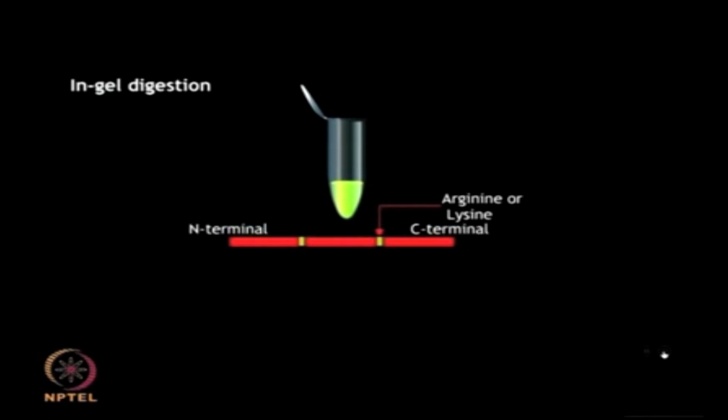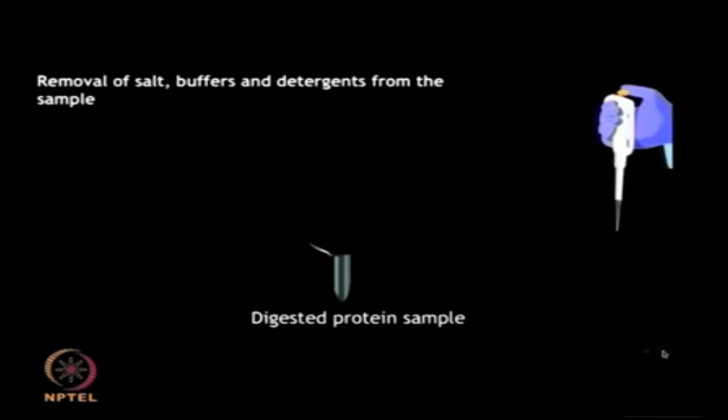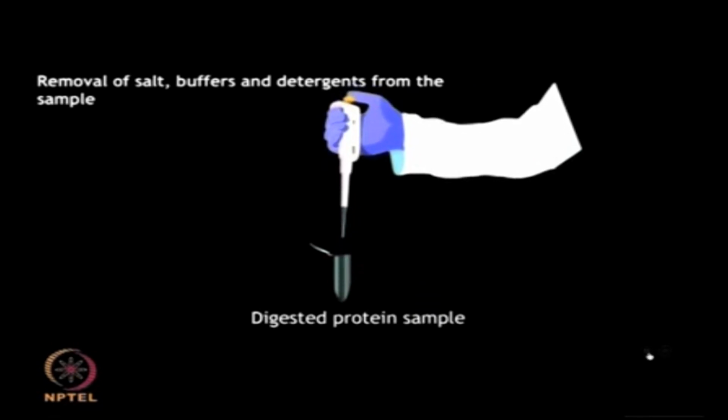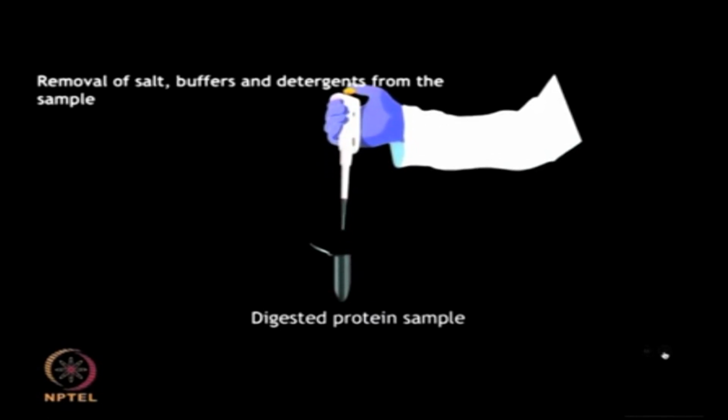Trypsin cleaves the protein at the C terminal of the arginine and lysine residues, but that is not always universal. If you have a proline present immediately after, then it will hinder that. But overall, the protein is digested into smaller fragments of manageable size. Once the protein sample has been digested, all the salt, buffer and any detergent must be removed from the sample.